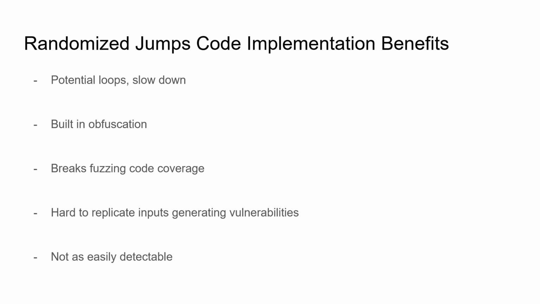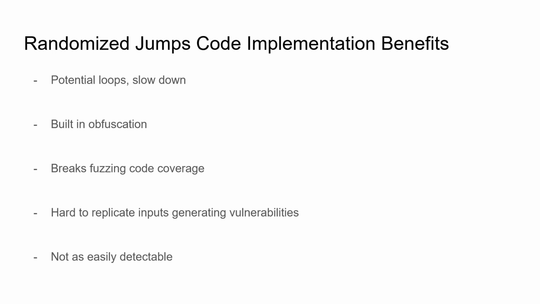It breaks fuzzing code coverage. So code that shouldn't hit a part of the program, or inputs that shouldn't hit a part of the program, do, and they don't do it consistently. So it might go one way one time, one way the other, as demonstrated. That makes it hard to replicate inputs generating vulnerabilities.